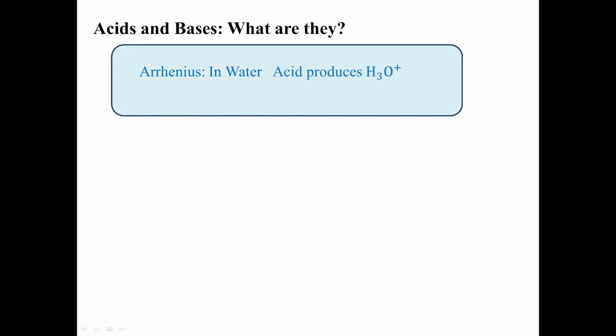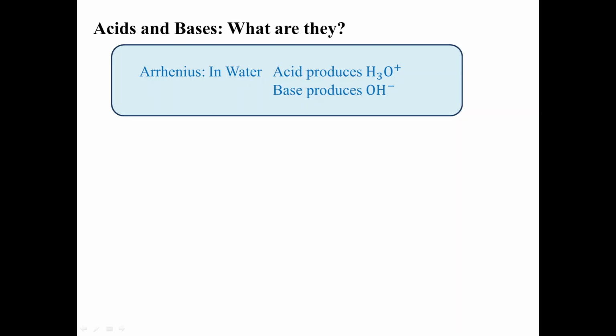So what is an acid or a base? Well, honestly, it depends on which famous old person you like to talk to. In 1884, Svante Arrhenius defined an acid and base as when you mix something in water: if it produces H3O+, then it's an acid. If it produces OH-, then it's a base.